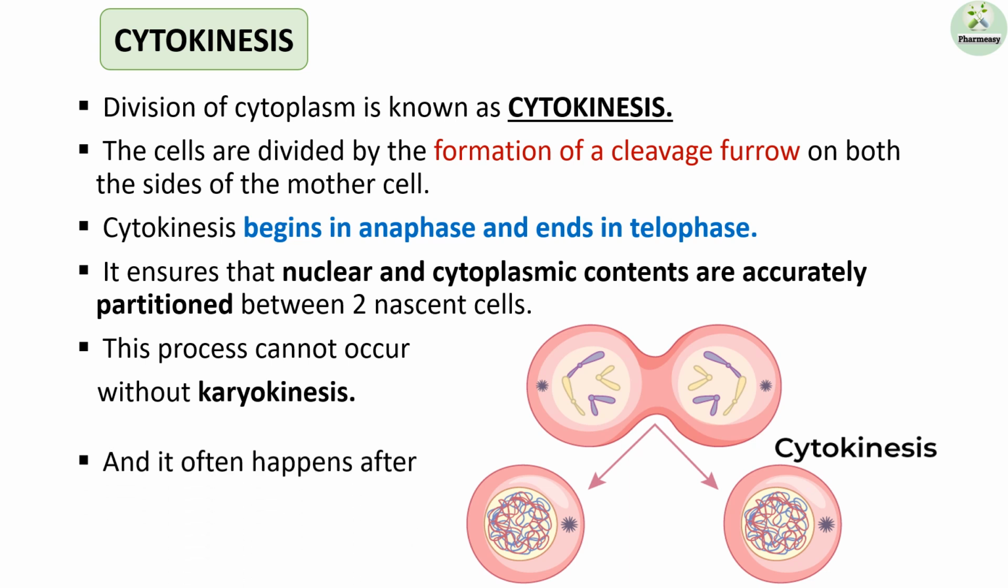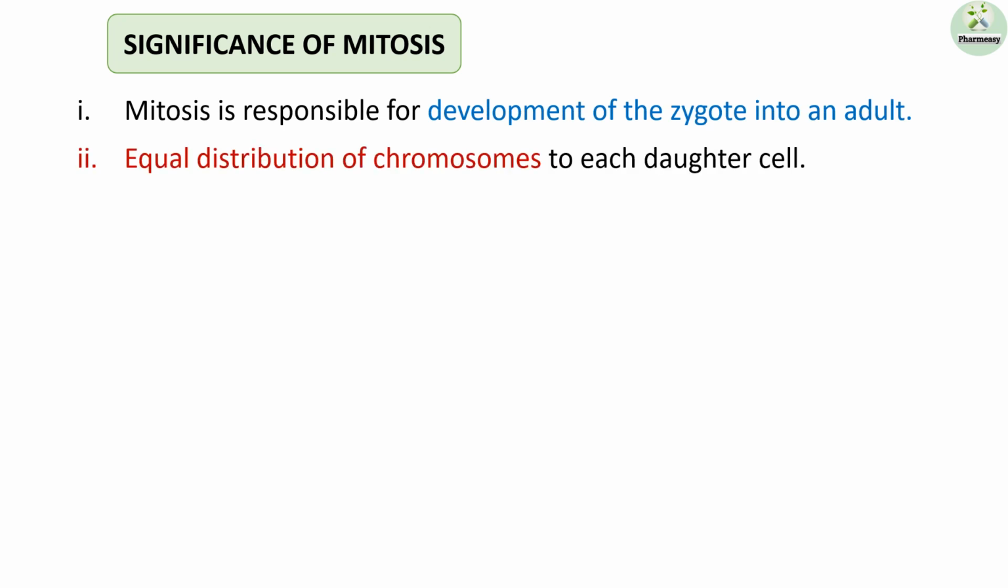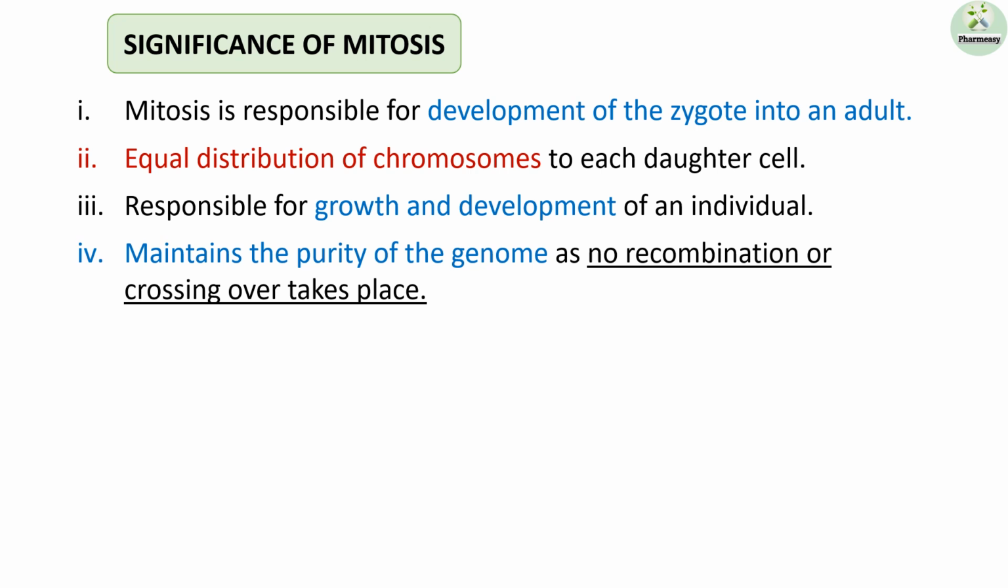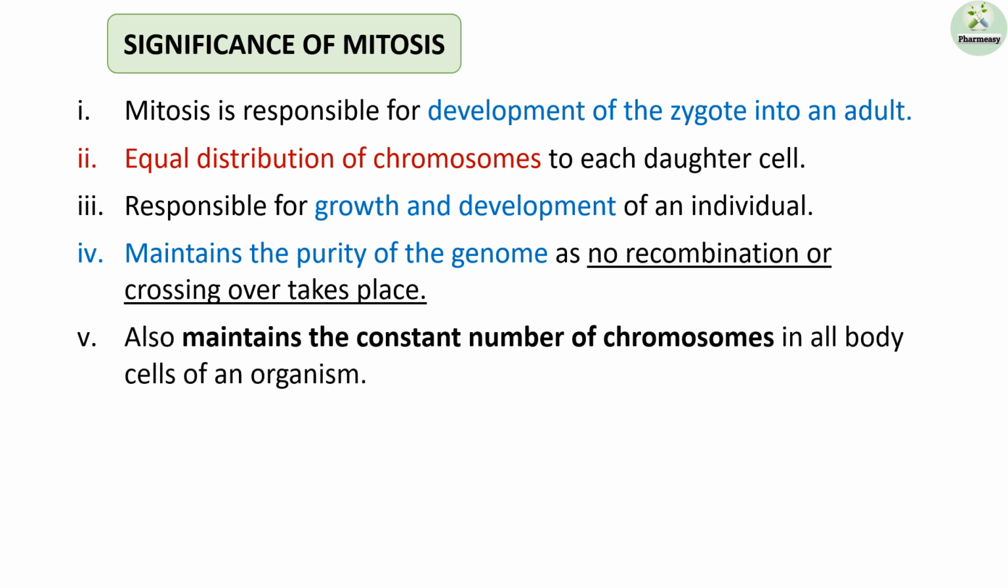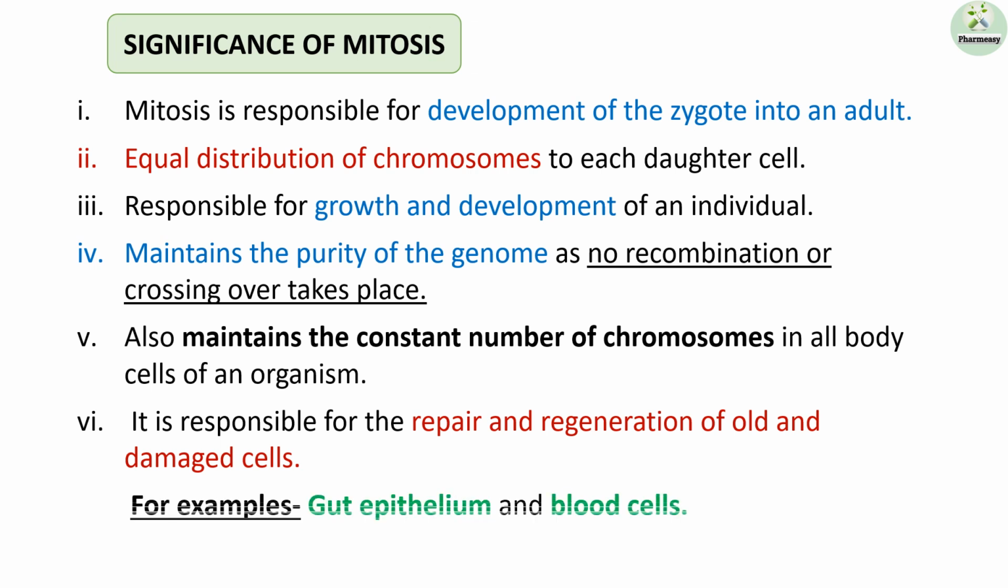Our last topic is significance of mitosis. It is responsible for development of the zygote into an adult. Equal distribution of chromosomes to each daughter cell. It is responsible for growth and development of an individual. And it maintains the purity of the genome as no recombination or crossing over takes place. Also maintains the constant number of chromosomes in all the body cells of an organism. It is responsible for the repair and regeneration of old and damaged cells. For example, gut epithelium and blood cells.